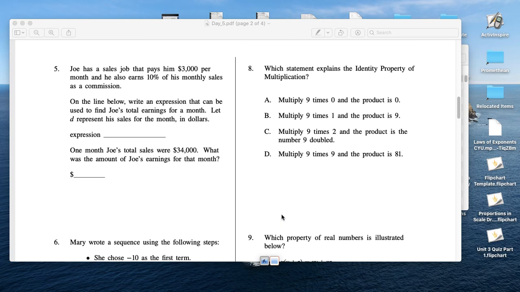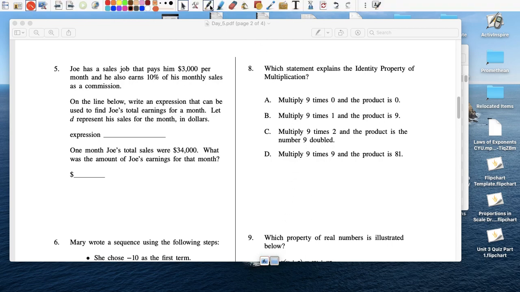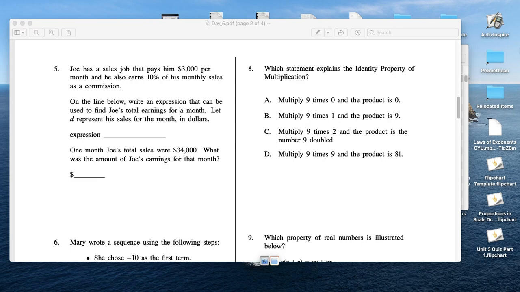8. Which exhibit explains the identity property of multiplication? The identity property of multiplication says that if you multiply any number by 1, you get that same number. And that is our answer, letter B. Okay, so those are really fast and easy to do.